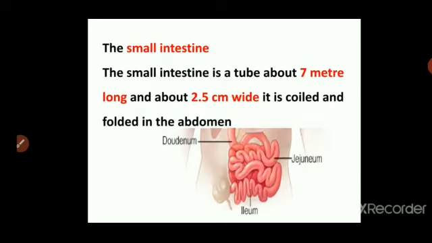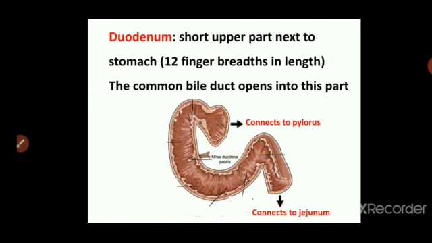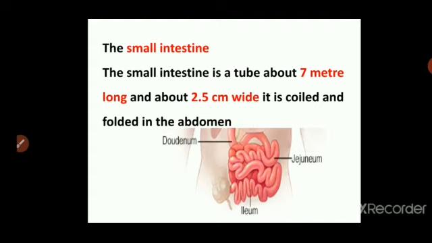So now let us see about the small intestine. It is 7 meters long and the width is 2.5 centimeters. It is coiled and folded in the abdominal region where the intestines are located. That region of our body we call the abdominal region. Now because the 7 meter long tube has to be fitted in such a small space just below the stomach, it is highly coiled and put into numerous folds. And in this diagram you can see the 3 parts of the small intestine: duodenum, jejunum and ileum.